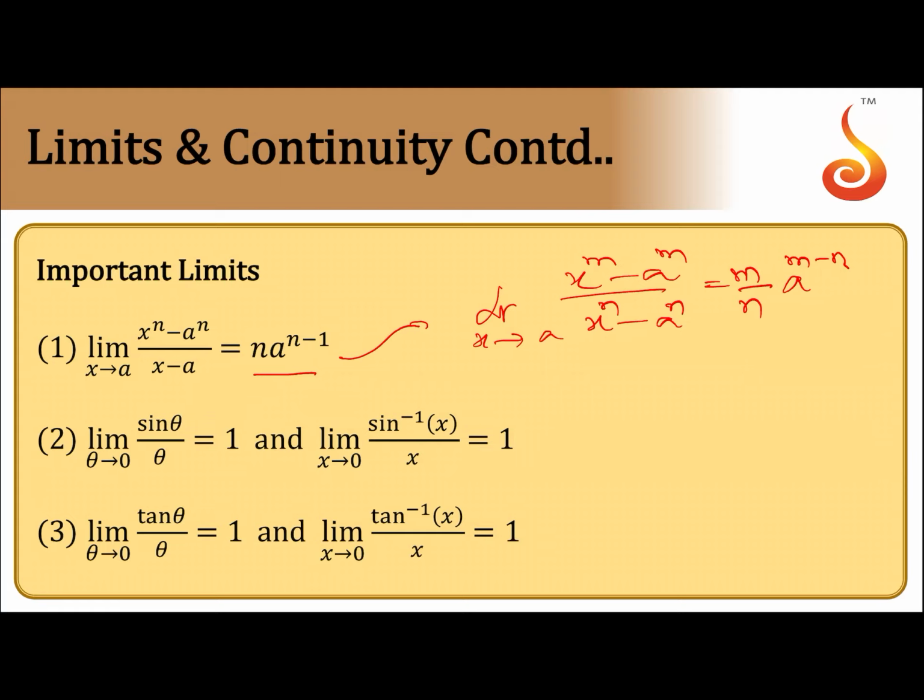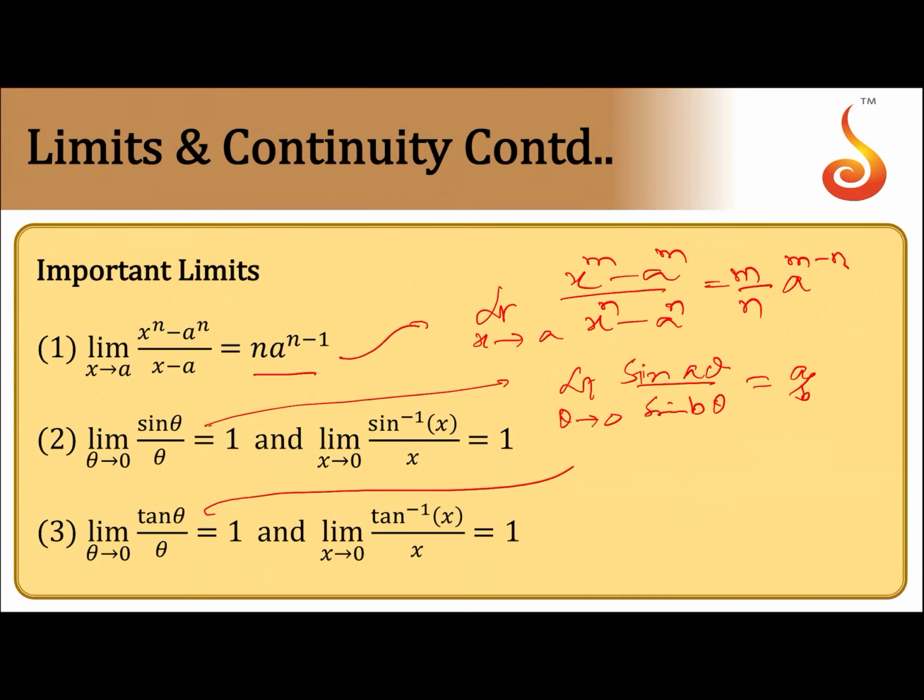Similarly, limit of sine theta by theta, as theta tends to 0, is equal to 1. In the same line, sine inverse x by x is equal to 1. So from here, we could also write down one more thing. Limit as theta approaches 0 of sine a theta divided by sine b theta is equal to a by b. In the same lines, even for tan it could be written in that way.